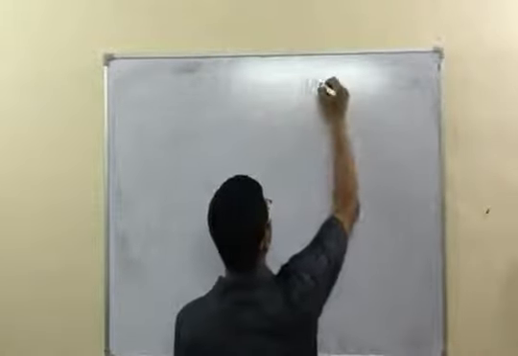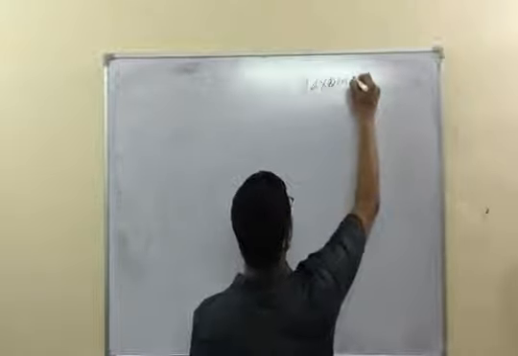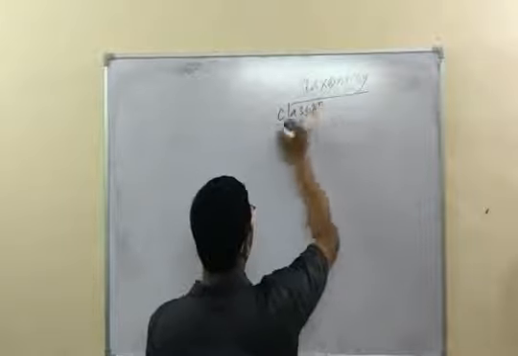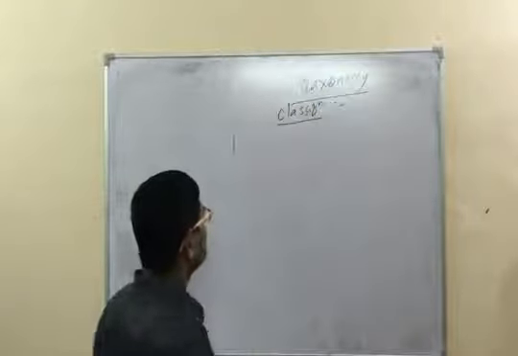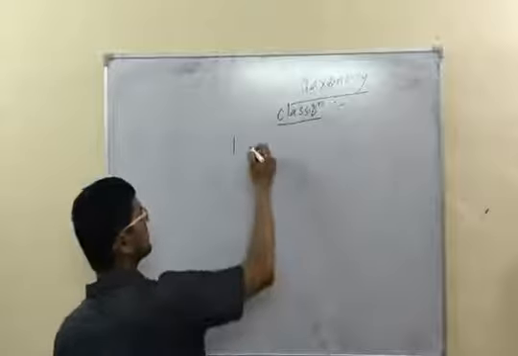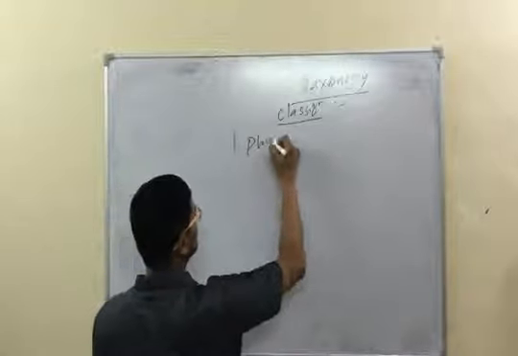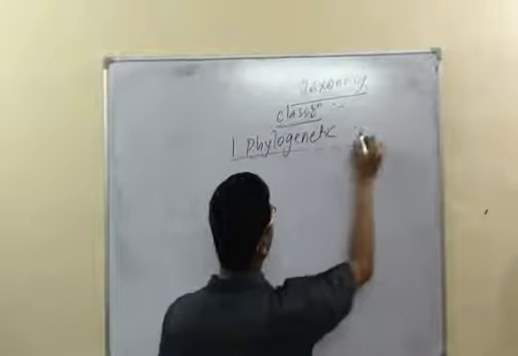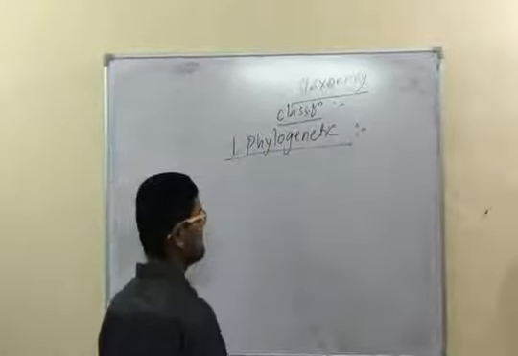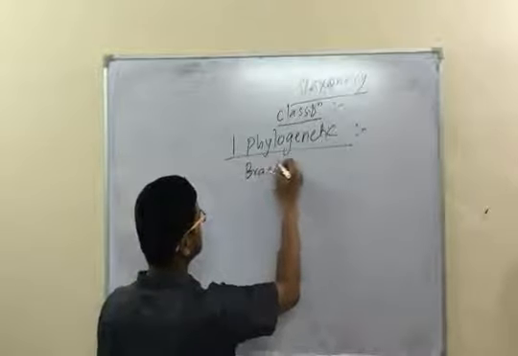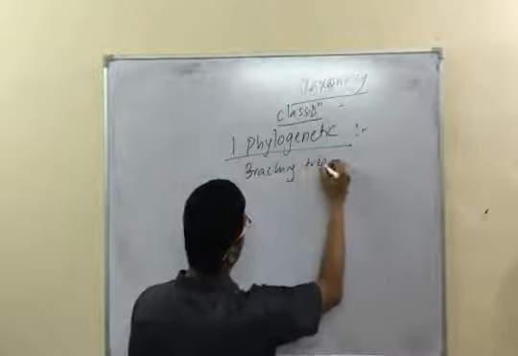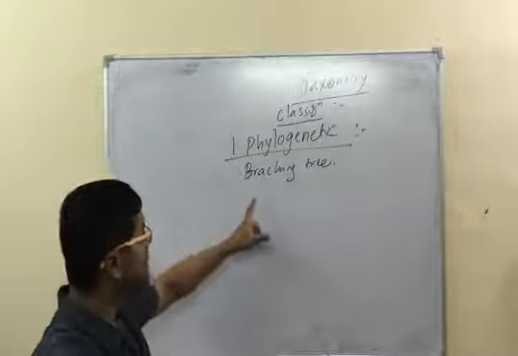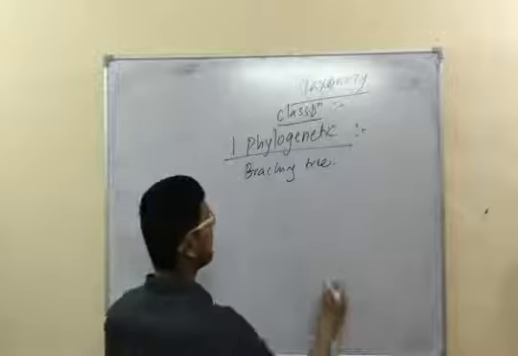There are three ways the bacteria can be classified. They say that the classification of a bacteria can be done by three ways. The most conventional method is phylogenetic classification. According to phylogenetic classification, it is a branching tree-like classification. It is a hierarchical arrangement of the microorganism resembling a branching tree-like pattern.